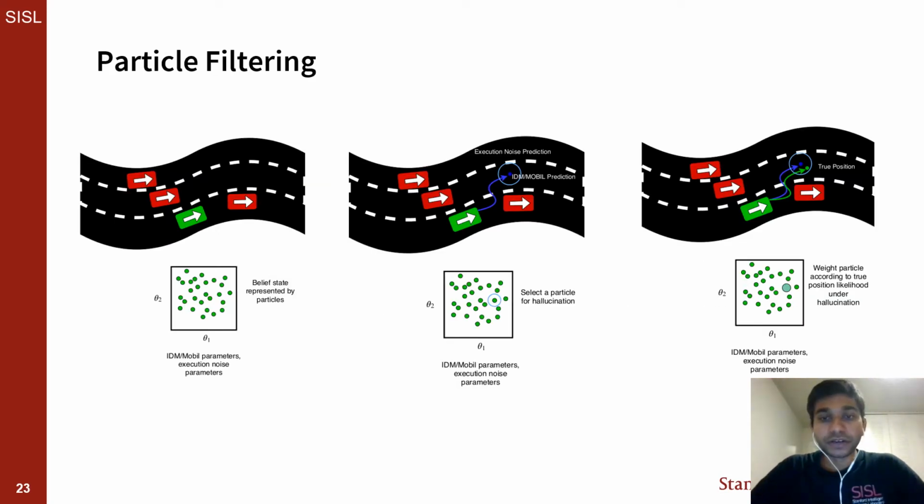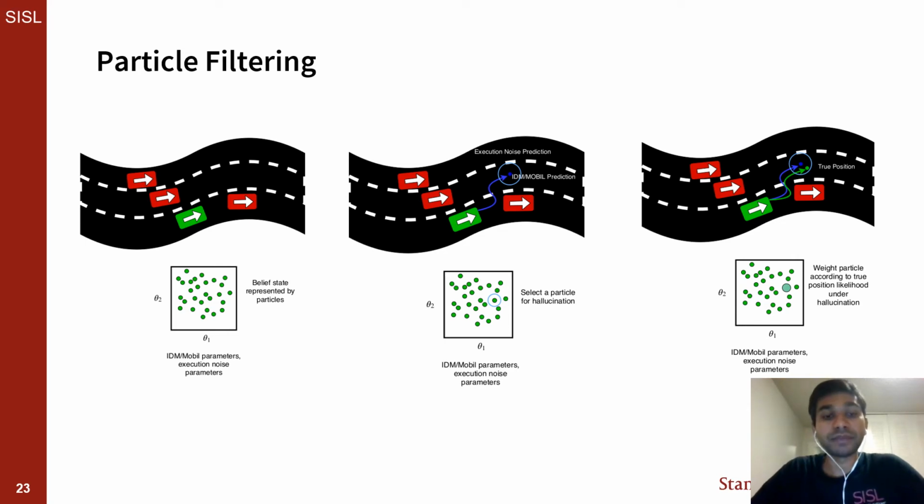I will now describe the particle filtering approach using some pictures. So let's say we have only two parameters for the sake of illustration. The actual underlying rule-based model, the stochastic IDM, will have 5 parameters. So here, suppose theta1, theta2 are the two parameters, and our belief over the parameter values is represented by this box of particles. And we are trying to infer the parameters of this green vehicle from demonstration data. And the red vehicles are the surrounding vehicles that we are not trying to infer parameters for.